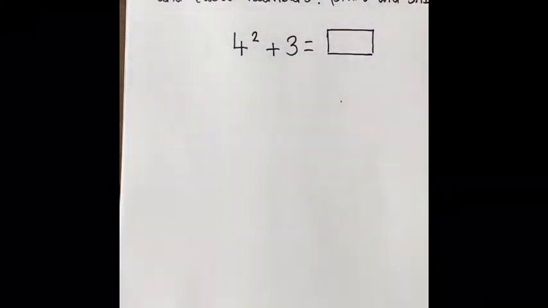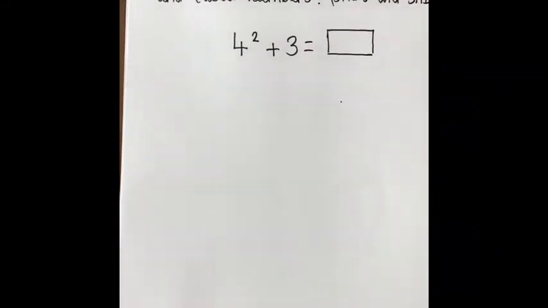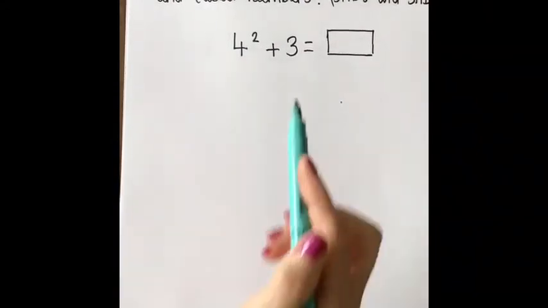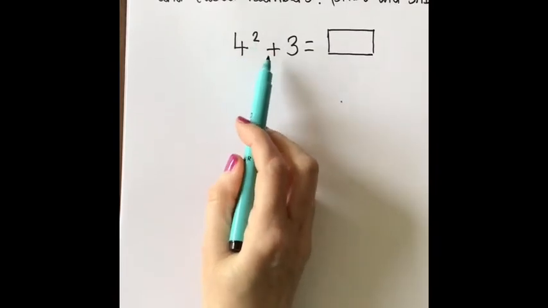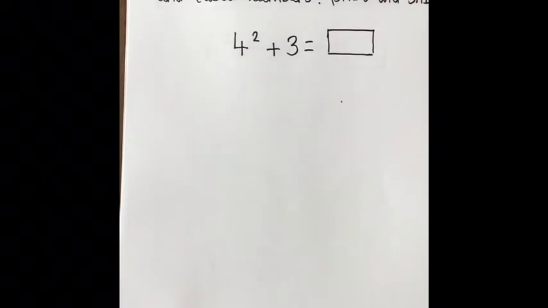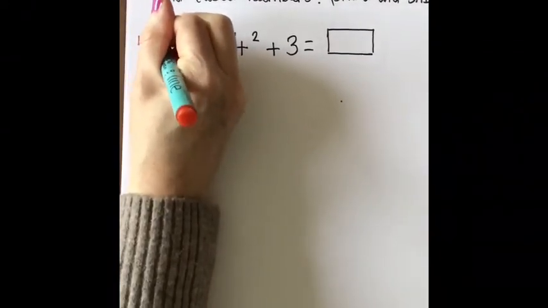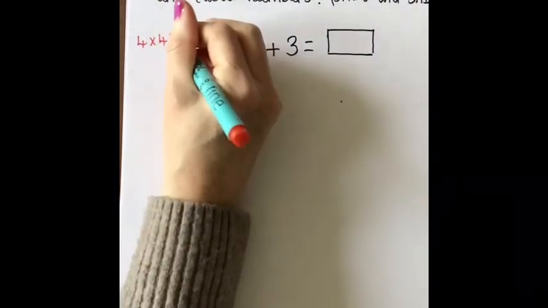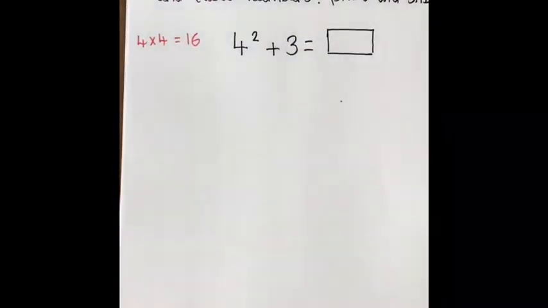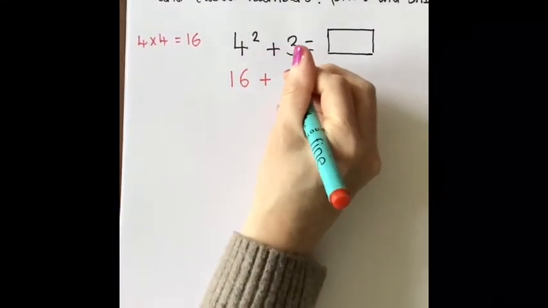Moving on to something a little bit trickier. We're going to have a look at how to use squared and cubed numbers in a problem. So here we've got 4 squared add 3 equals, and we're looking for the answer. Now you're going to need to do 2 calculations to work this out, but now we can recognise squared numbers, we should know that 4 times 4 equals 16. So we simply replace 4 squared with 16 in this sum here.